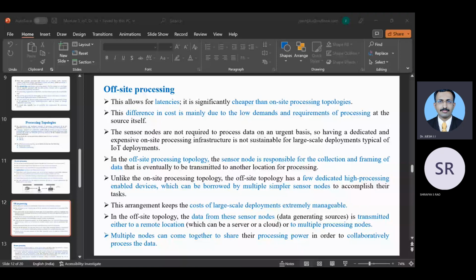You can just note down a few points, and we will move on to remote processing as well as collaborative processing. I have in fact sent you these slides already.